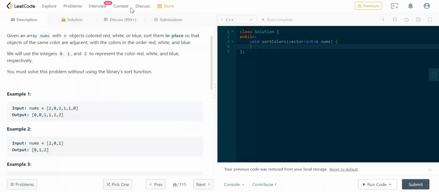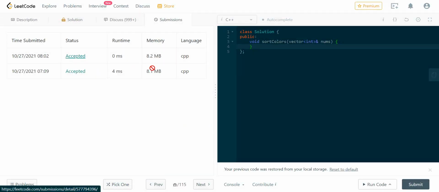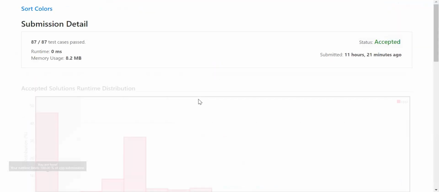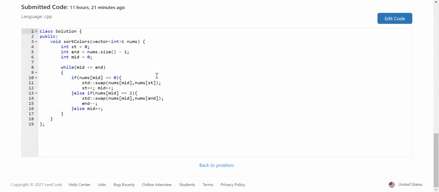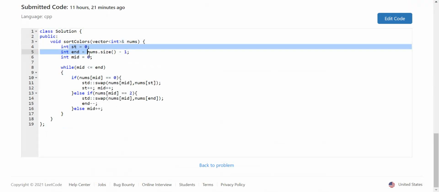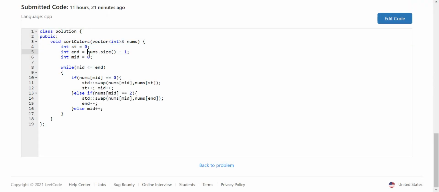Let me show you my solution. I was aware of this algorithm, but I have my own way to solve this problem. Let me show you. This took 0 milliseconds. It is faster than most of the other solutions. So this is basically 3 pointers: start, end, and mid. Start is the initial part of the array, end is the last part of the array, the start of the 2s, and mid is the unsorted or uncertain area.